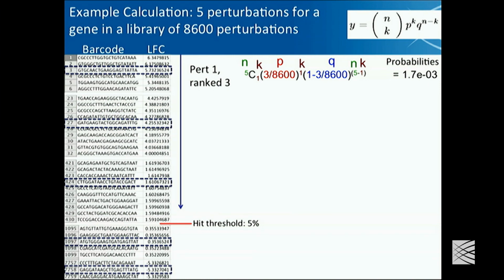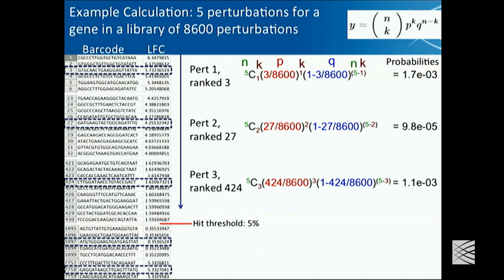So you plug that information into the formula that I just described, and you can use that to calculate the probability of one perturbation ranking 3, given all of the other perturbations. Then you do the same thing for perturbation 2, which is ranked 27, plug it into the formula and calculate the probability. Then do it for perturbation 3, which is ranked 424 here, use the formula and calculate the probability. Since these 2 guide RNAs do not fall within the hit threshold, we ignore them and do not use them to calculate a STARS score for this particular gene. So then you have 3 probabilities for a gene.